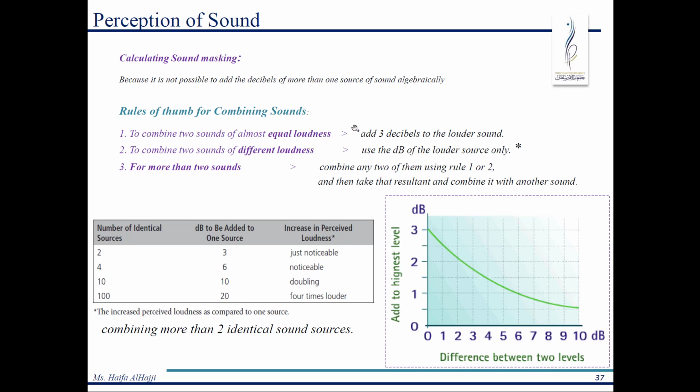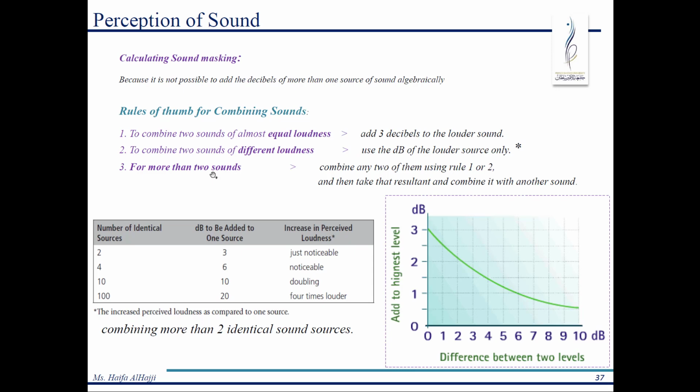Now, the second rule of thumb: if you have 2 sources of unequal loudness, with a noticeable difference, you just take the highest one. Use the decibel level of the louder source only. You don't bother calculating the difference. For example, with 40 and 42, take the 42. This is the resultant. Now, if you have, say, 4 people talking and each one of them has a different loudness, then you combine any 2 of them using these rules, then combine the resultant with a third one, then combine the resultant with the fourth one. Just keep combining the resultants.